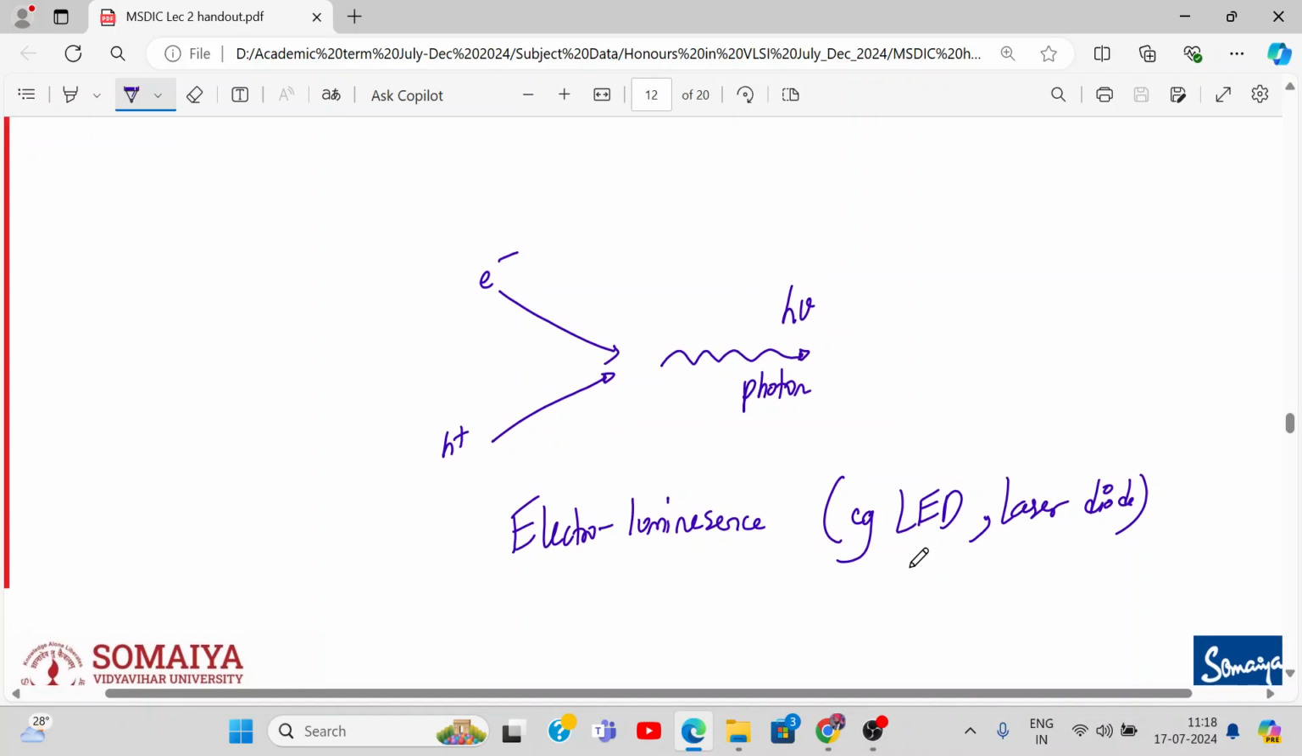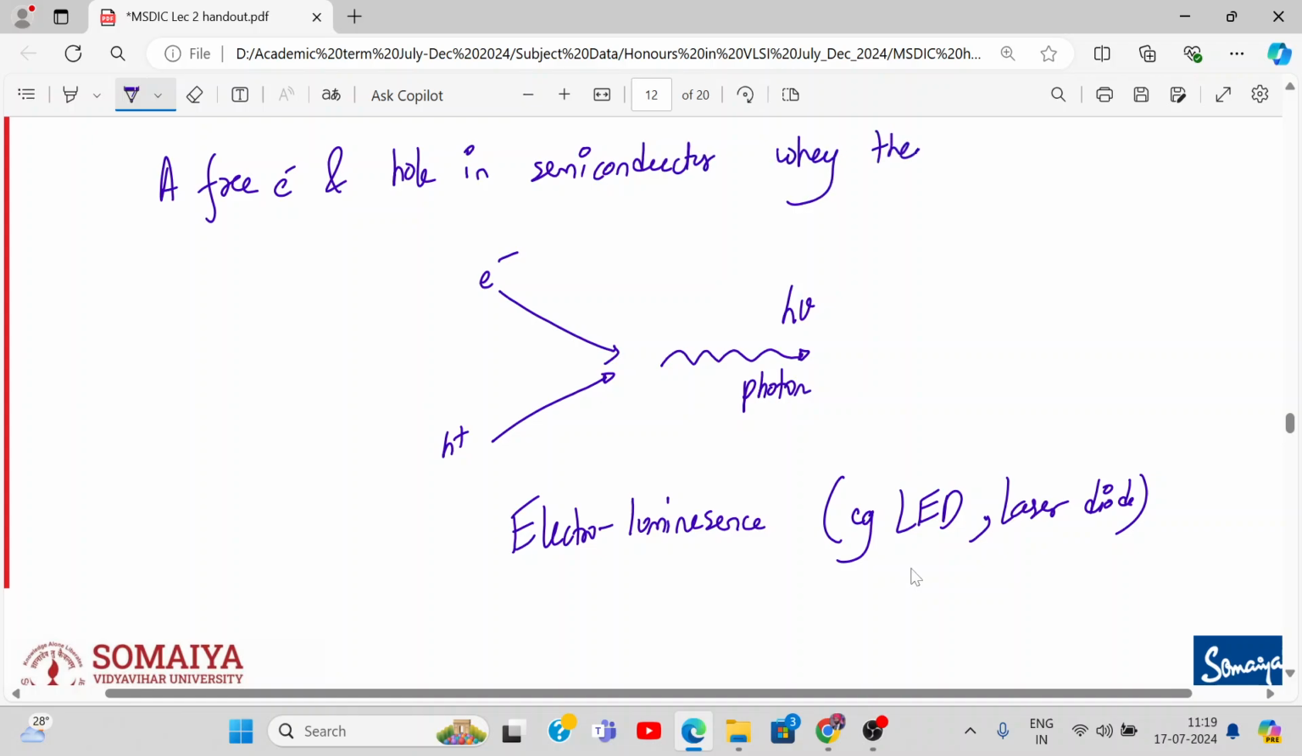Okay, so let me write this statement. A free electron and hole in semiconductor, when they recombine, energy is given away as light.